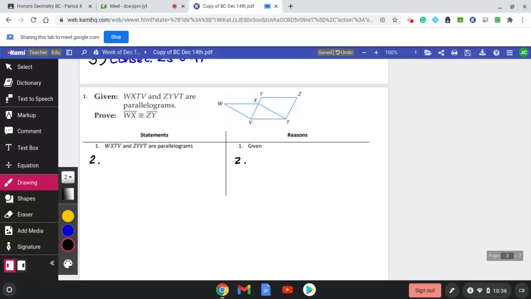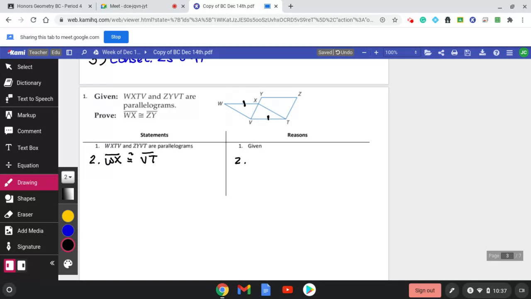I just wanted to point out that this is not going to be a 2-step proof. Let's first start with side WX. It may not be congruent to ZY right now, but can somebody let me know what WX is congruent to? Name another side it's congruent to. VT. All right, take a look. WX and VT are definitely congruent.